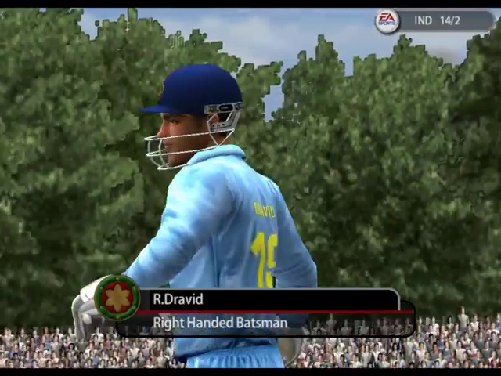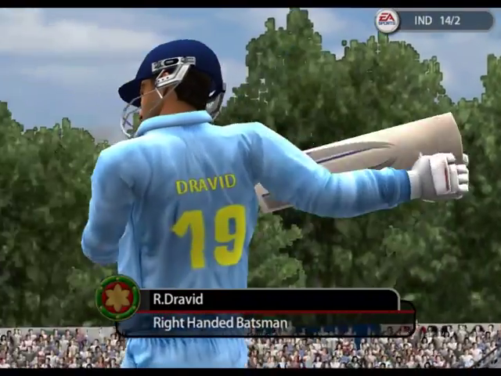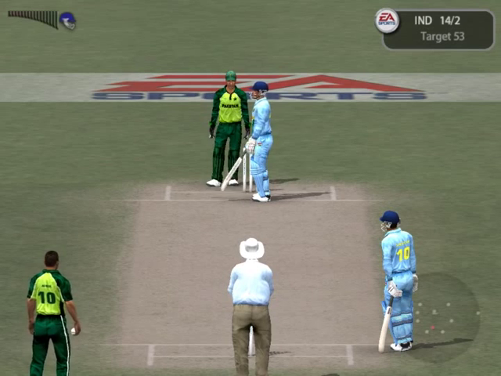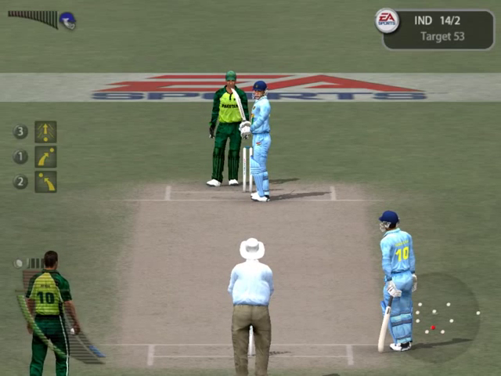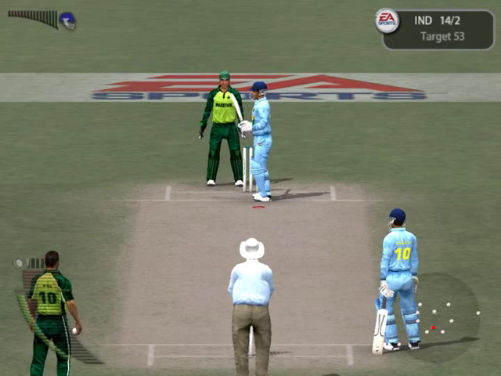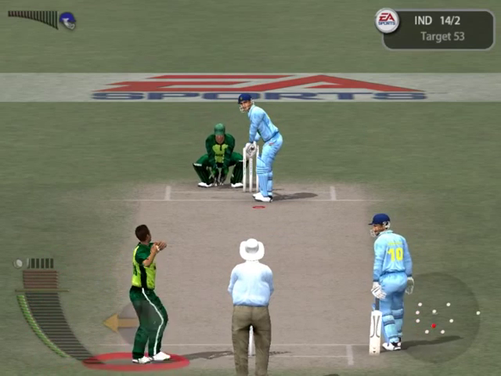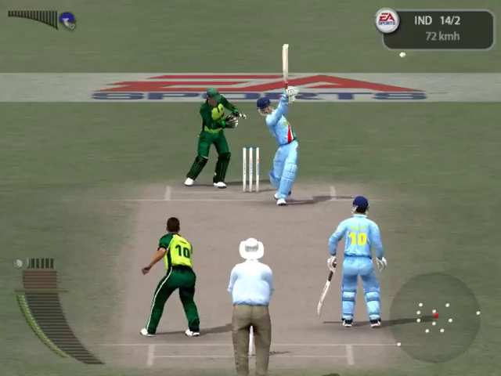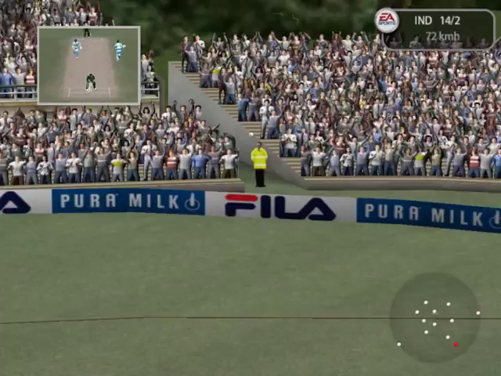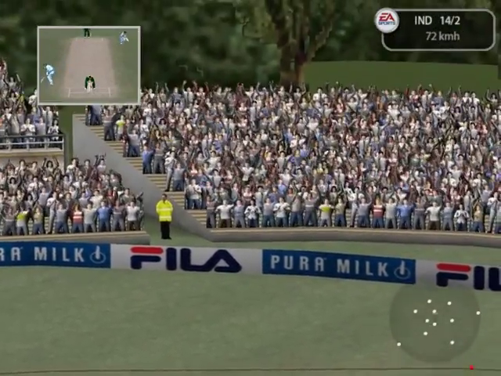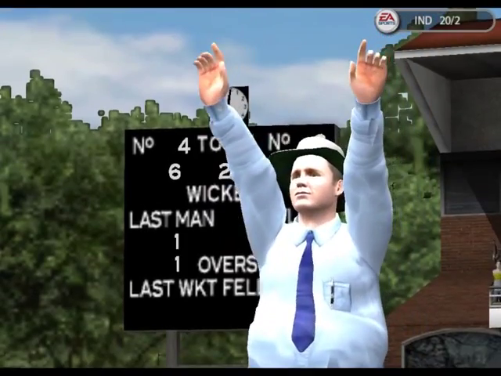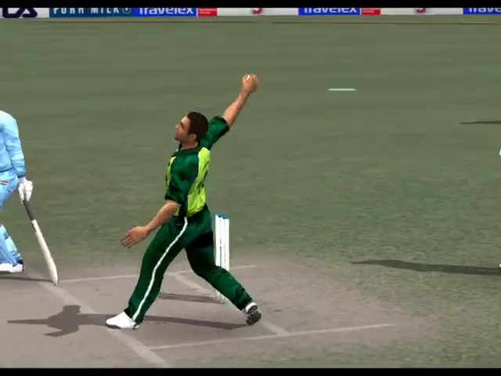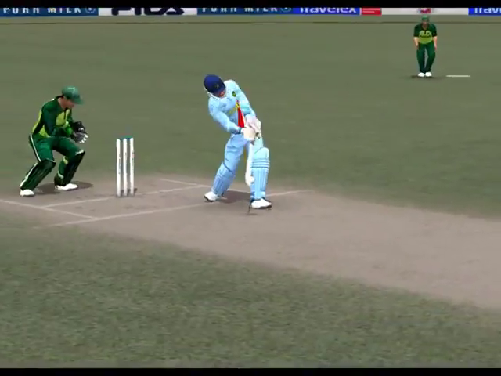Dravid was in at number 3. Shahid Afridi bowled his wrist spin. Abdul Razak was after that one. Six! That's the first boundary for Dravid. He absolutely loves to play that. Let's see the action replay of that.